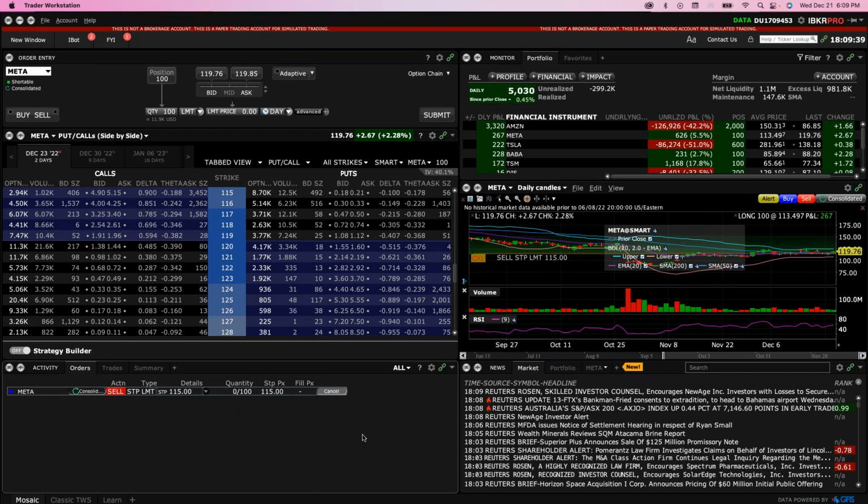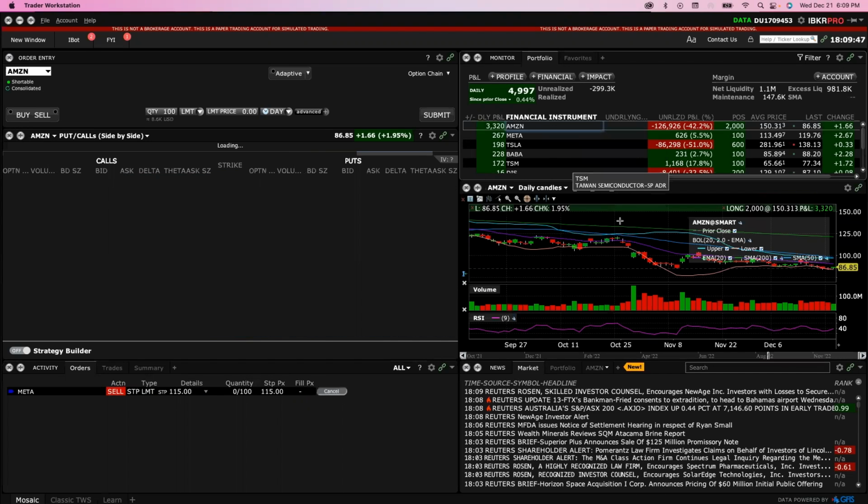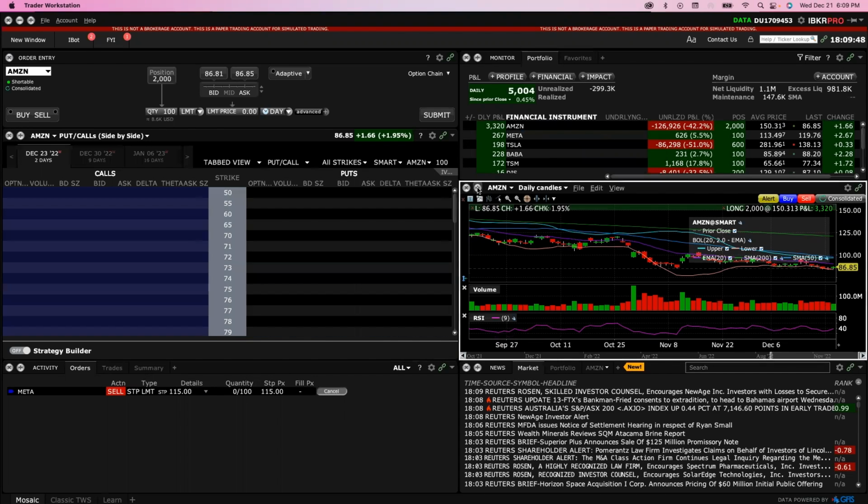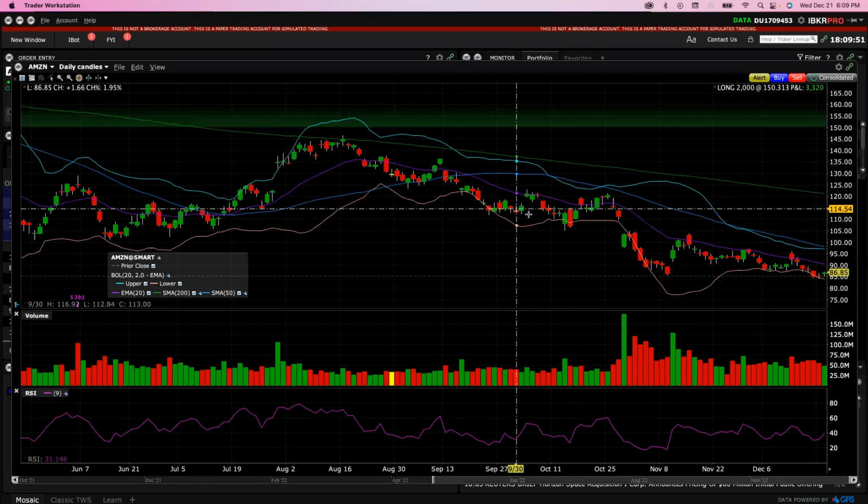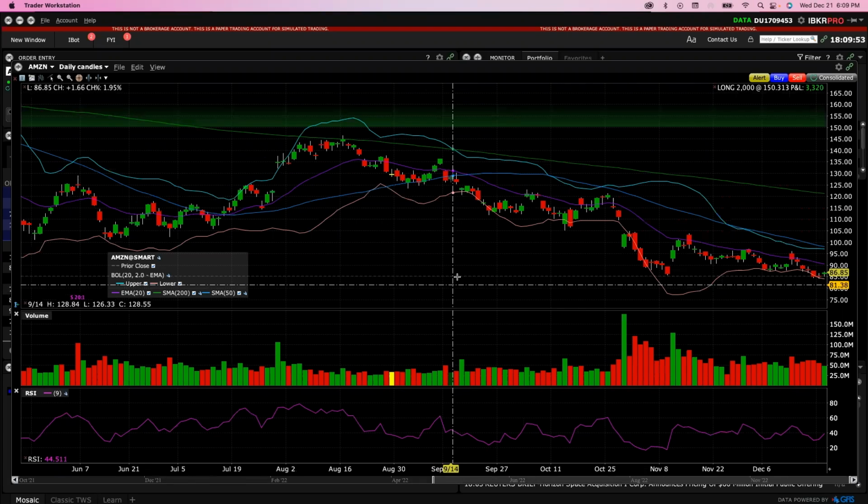Now, the other thing you can do with a stop limit order is also use it to buy or enter a position. Let's look at one here on Amazon, okay? Amazon has been beaten down lately on the chart. And what we want to do is pick the point at which we think we can enter a good position in Amazon and actually buy some shares.